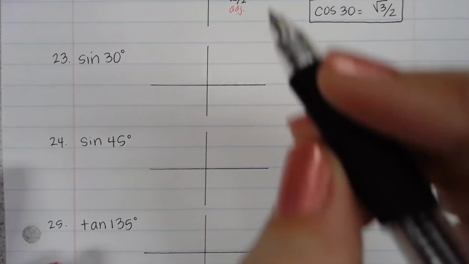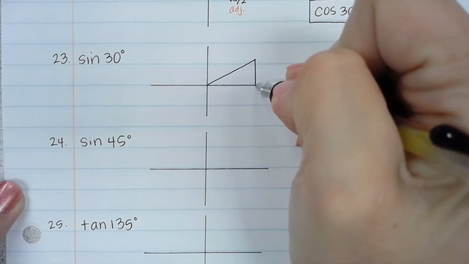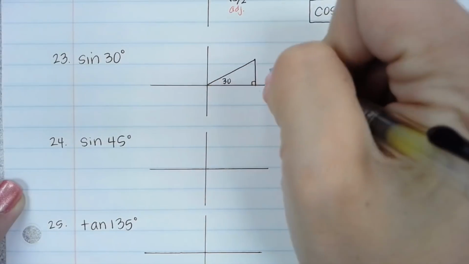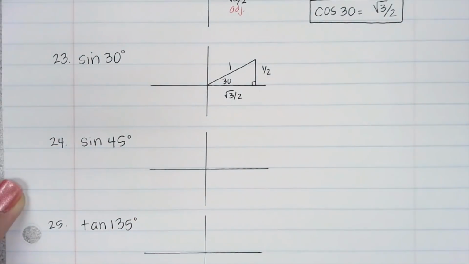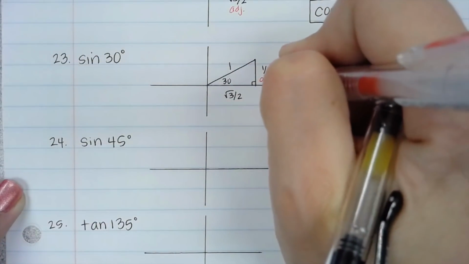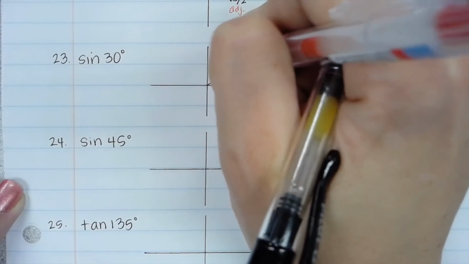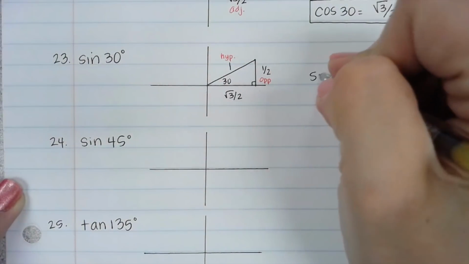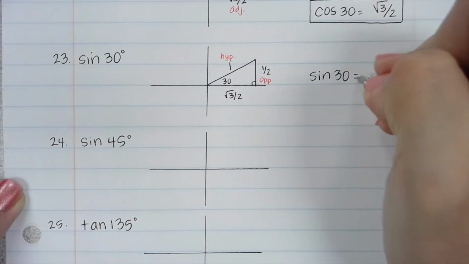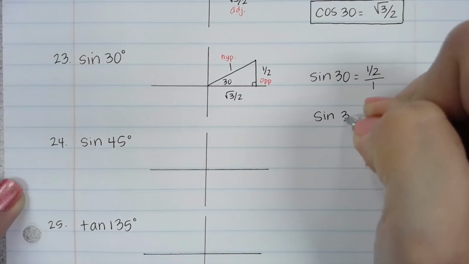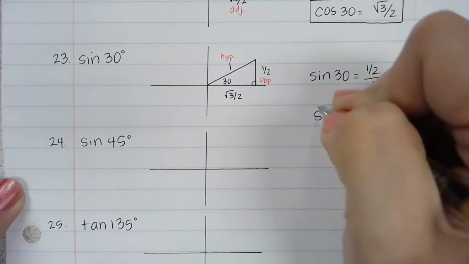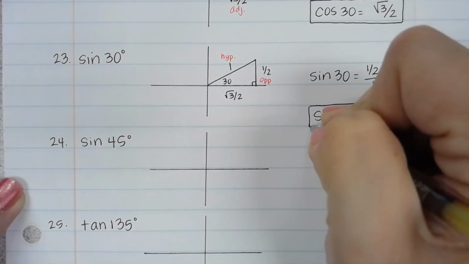For 23, it's the sine of 30 degrees, so I'm going to start by drawing the same picture, and then the same numbers go in the same places. On this one, you could omit the square root of 3 over 2, because you know for sine, you're only going to use opposite and hypotenuse. So the sine of 30 degrees is equal to 1/2 divided by 1. And so for this one, the sine of 30 degrees is going to be equal to 1/2.